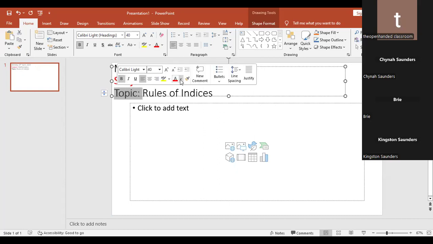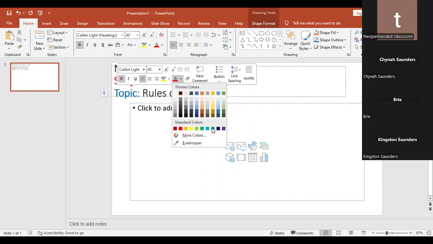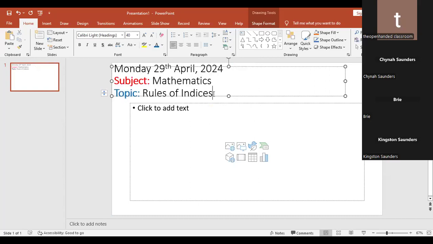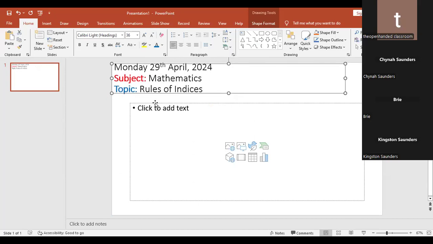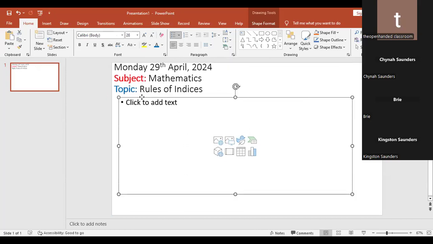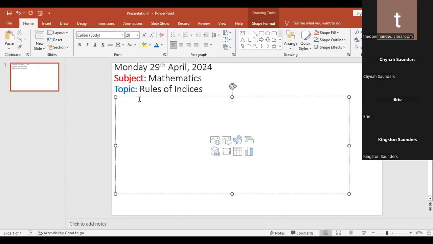So we're going to first define what we mean by indices, right? We're going to define what that is, and then we're going to get into the rules. All right, so let's go ahead and do that.